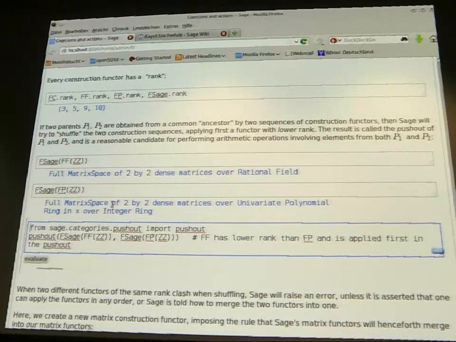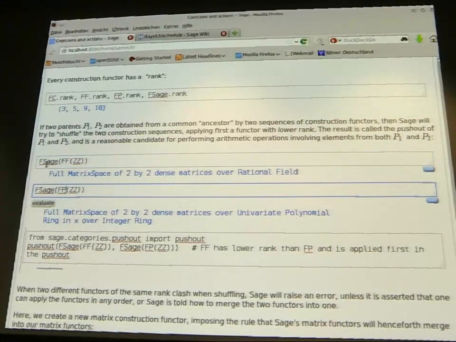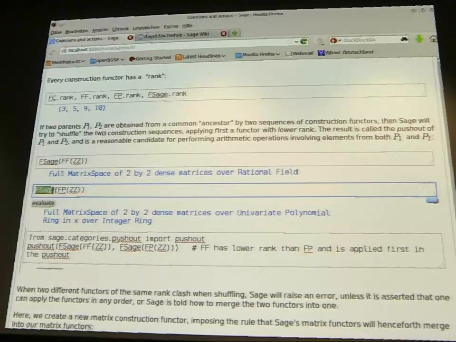And what should happen in the push-out? Well, Sage would of course start with the ring of integers, and then it would find that the next to apply is either the polynomial ring functor or the fraction field functor. And it looks up the rank. The fraction field functor has a lower rank than the polynomial ring functor, and so we would first apply the fraction field functor. So in other words, we would first form the fraction field of Z, which yields the rational field. Afterwards, the polynomial ring functor is applied, and then we are in the situation where on both sides we have the same functor. Well, there's no choice, we simply apply this functor.